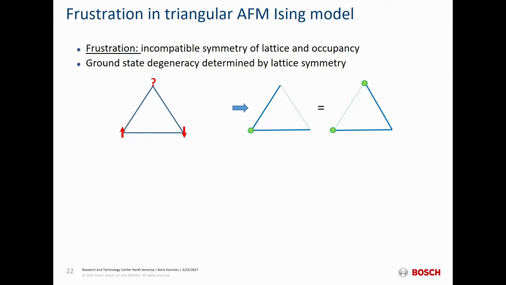And if you replace spin by occupancy, by doing a variable transformation, you could map it into a lattice gas model. And the two scenarios are equivalent to this one here, right? So basically you can choose whether to put a lithium ion on the site or not, and it gives you the same energy.